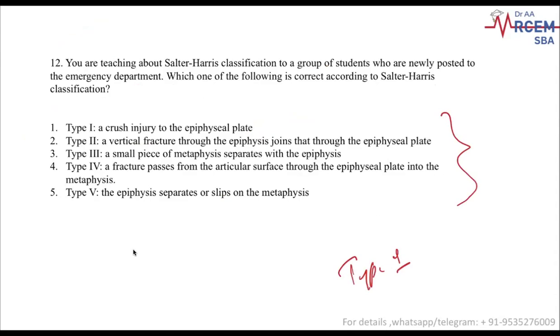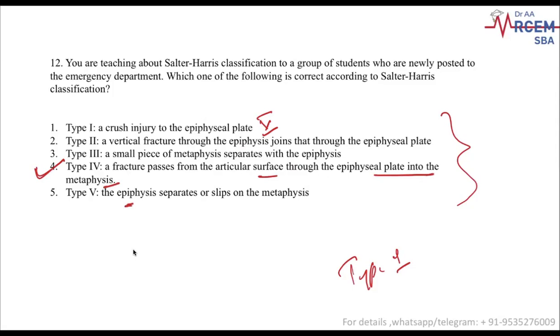So type 1 is a crush injury to the epiphyseal plate? No, that is type 5. It is not type 1. Type 2, a vertical fracture through the epiphysis, joining the epiphyseal plate. What is it known as, anyone? Yes, type 4 is the right one. What you are mentioning here, type 4, a fracture passing through the articular surface, through the epiphyseal plate into the metaphysis, is type 4.